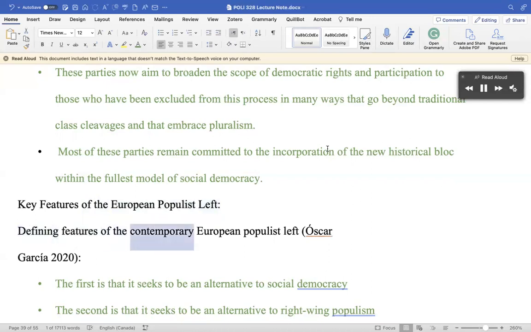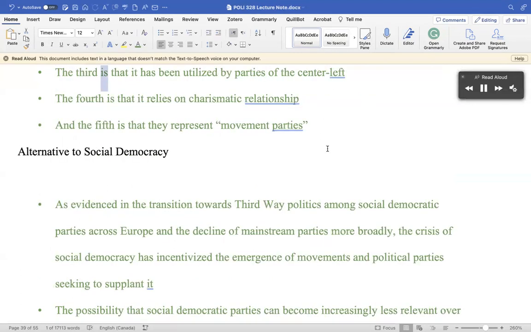Defining features of the contemporary European populist left, Oscar Garcia 2020. The first is that it seeks to be an alternative to social democracy. The second is that it seeks to be an alternative to right-wing populism. The third is that it has been utilized by parties of the center-left. The fourth is that it relies on charismatic relationship. And the fifth is that they represent movement parties, alternative to social democracy, as evidenced in the transition toward third-way politics among social democratic parties across Europe and the decline of mainstream parties.